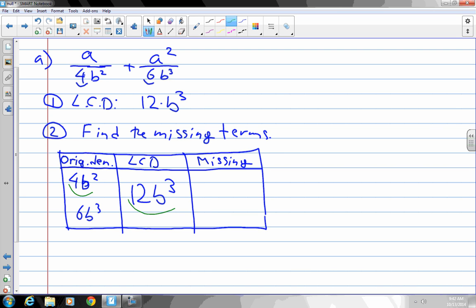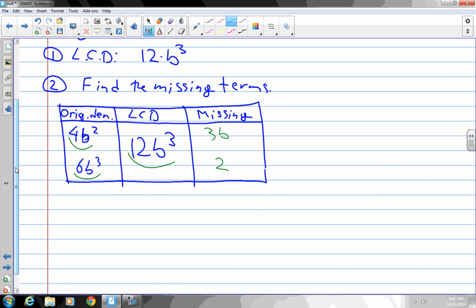How do you go from 4b squared to 12b cubed? 3b. So 3b is missing in the first one, right? That's the missing factor. What about the second one? Just 2, right? I already have a cube. So just missing a 2. So that means I need to multiply the first fraction by 3b over 3b. That's the missing term. And I need to multiply the second fraction by 2 over 2. And this will give them the same denominator.